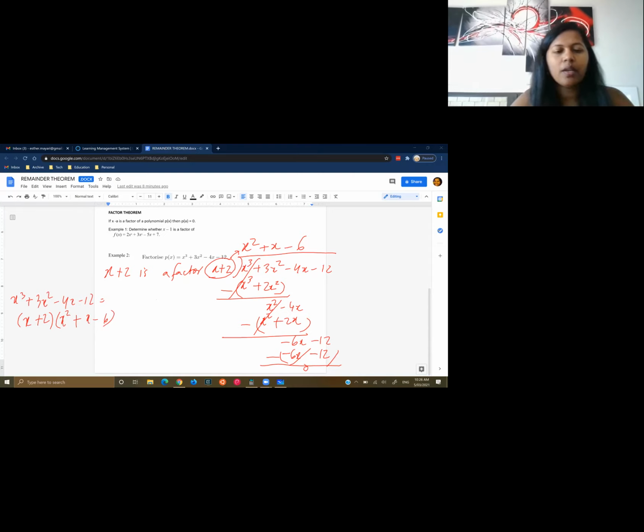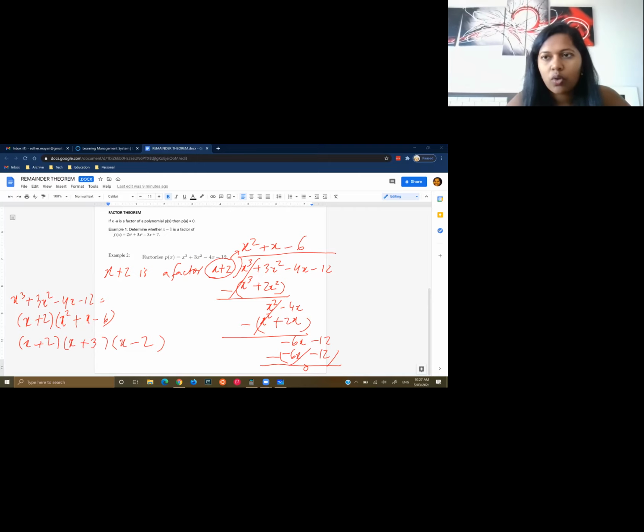At this stage, I can see that the quadratic can be factorized further. So x plus 2, it's going to be 3 and 2. It's two numbers that multiply to negative 6 and add to 1. So it's going to be positive 3 and negative 2. That's basically how we factorize a quadratic.